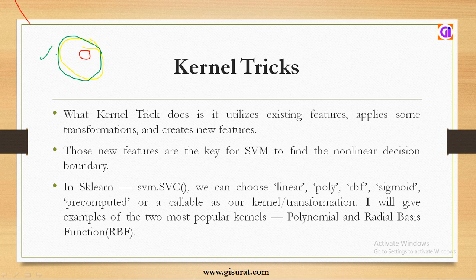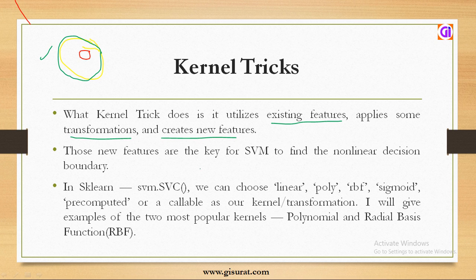So what is kernel tricks actually? Generally, to work with a non-linear data set, we have to use kernel tricks, otherwise soft margin. So now what does the kernel trick do? It utilizes the existing features, applies some transformation. Transformation may be 2D to 3D, 3D to 4D, 4D to 5D. It depends. 2D to 4D also you can do, and creates a new feature. So that is actually known as feature mapping, mapping 2-dimensional onto 3-dimensional. So that is actually known as feature mapping.